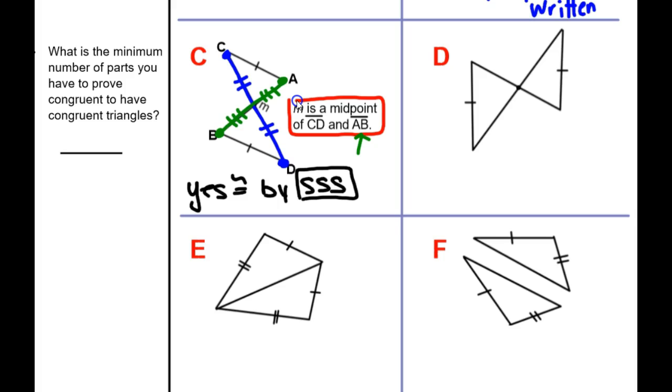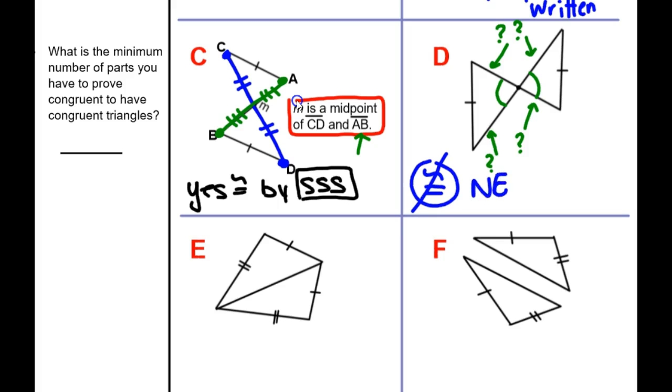Look at question D. Is there enough to say that these two triangles are congruent? We do know that vertical angles make these equal in the middle, but I do not know about these sides here. They don't give me any other words, no other markings, so then we say not enough information. We cannot add any extra tick marks to that picture to make them congruent.